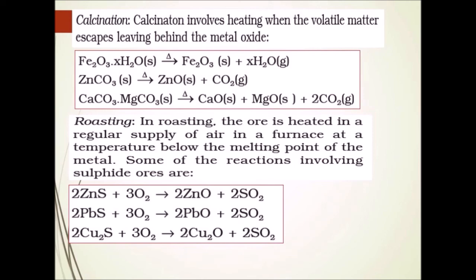Types of fluxes. Depending upon the nature of impurities present in the ore, fluxes are classified into two types. One is acidic flux, the other is basic flux. Acidic flux is used to remove basic impurities and basic flux is used to remove acidic impurities. I repeat, acidic fluxes are used to remove basic impurities and basic fluxes are used to remove acidic impurities.